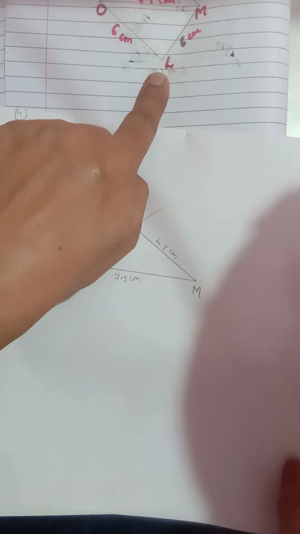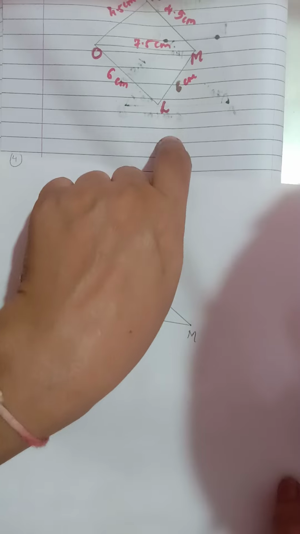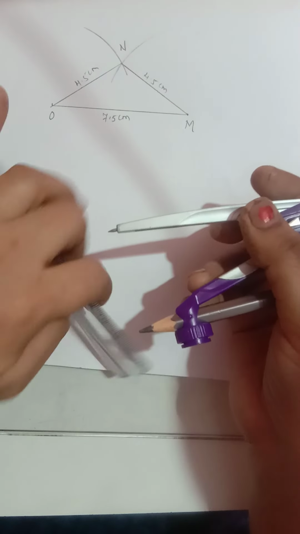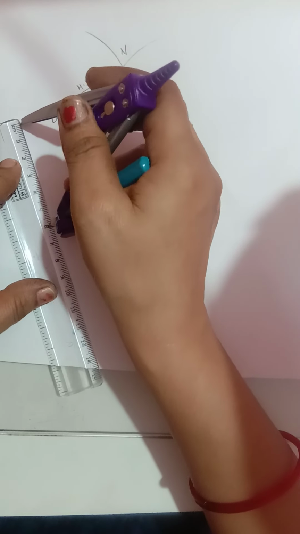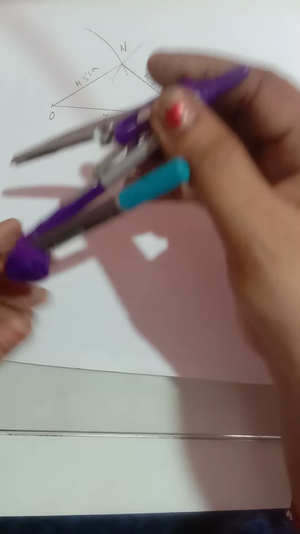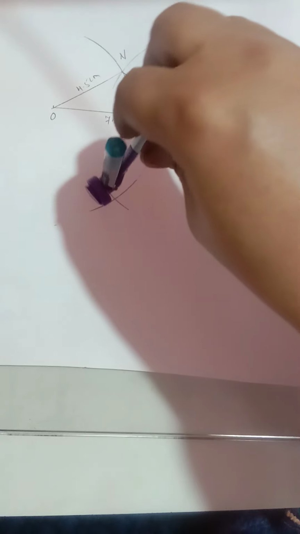Now which point is remaining? Vertex L is remaining, but this L from O is at 6 centimeter, from M also it is at 6 centimeter. So now you will take your compass and scale and open the radius of the compass 6 centimeter. See children, 6 centimeter. Keep at vertex O and draw one arc. Keep at vertex M, draw one more arc which will intersect the previous arc.